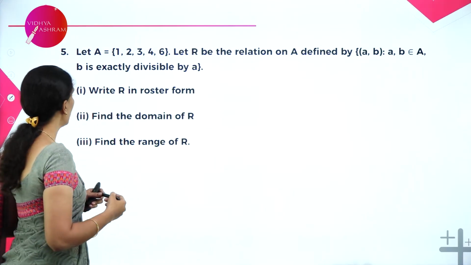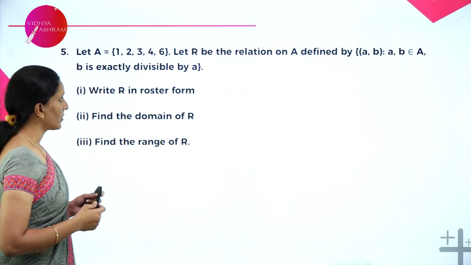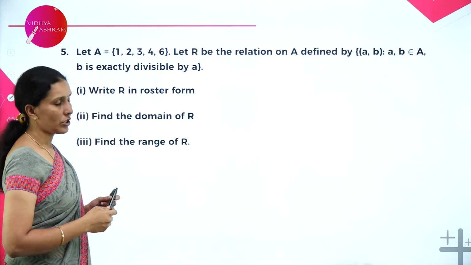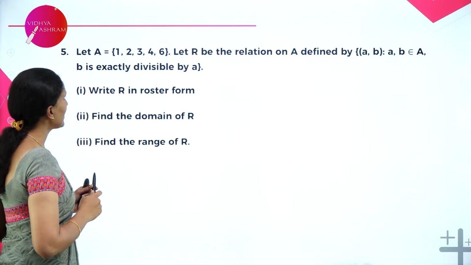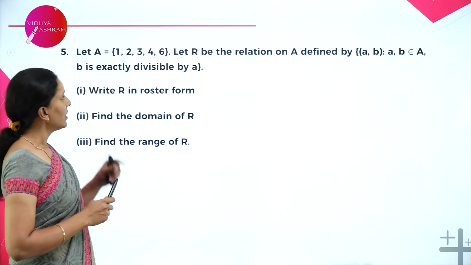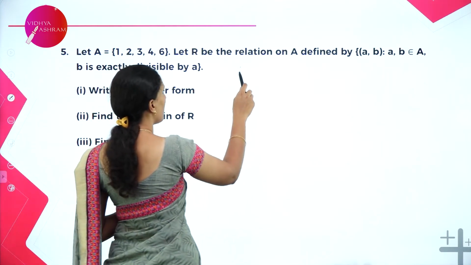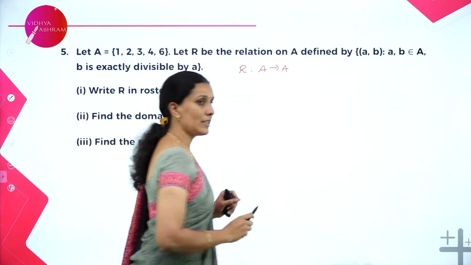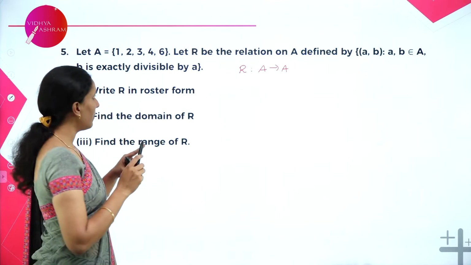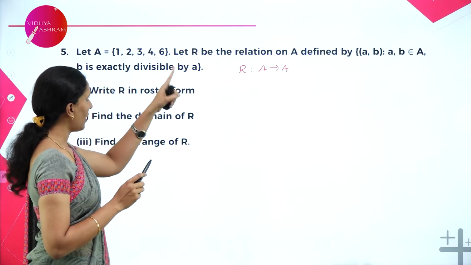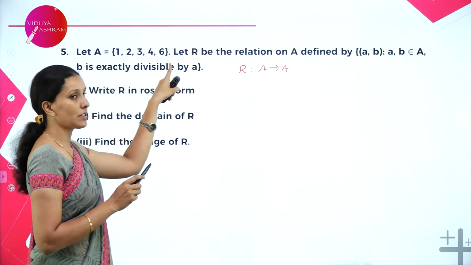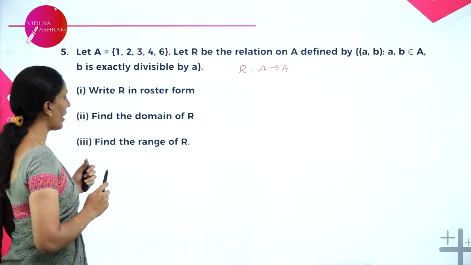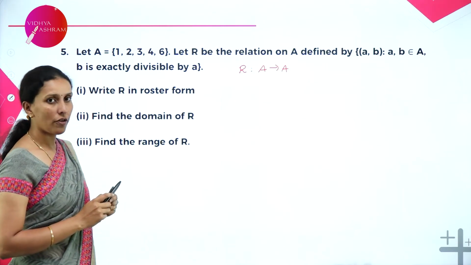So next question. Let A be equal to 1, 2, 3, 4, 6. Let R be the relation on A defined by (a, b) such that a, b belong to A and b is exactly divisible by a. Since we are defining the relation from A to A only, both elements belong to the same set. How do we need to pair the elements? We need to pair in the form (a, b) such that b is exactly divisible by a. Now first, write R in roster form, find the domain of R, and find the range of R here.